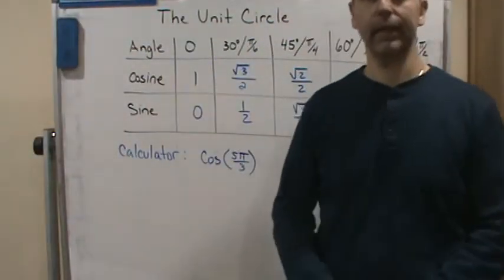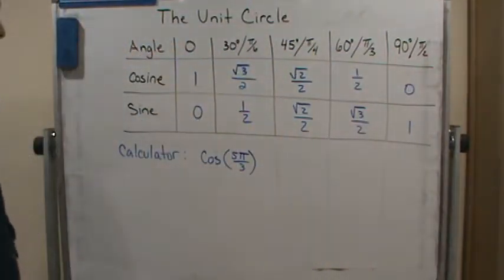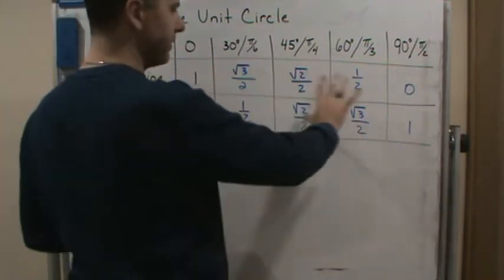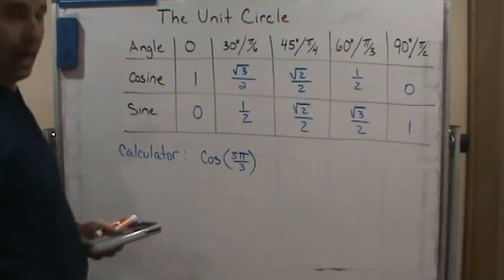Okay, so welcome back. Now I'm going to show you the table of common angles for cosine and sine. These are the ones you should know. You should memorize these. Knowing this is going to be important. It's going to make life easier because, again, these come up a lot.